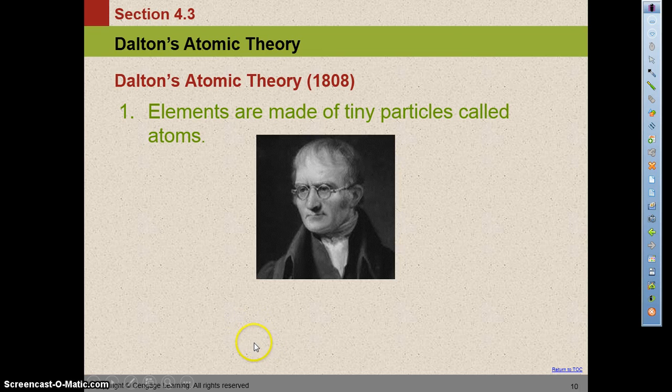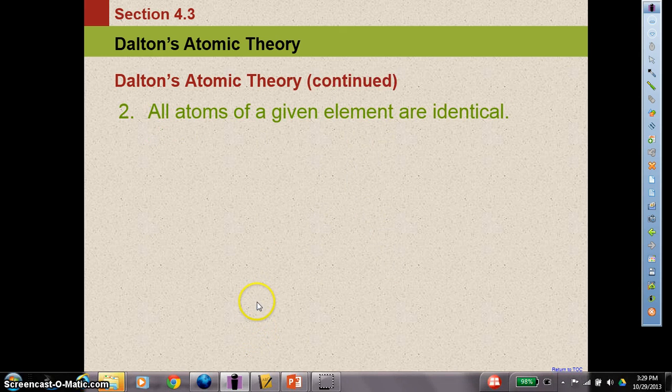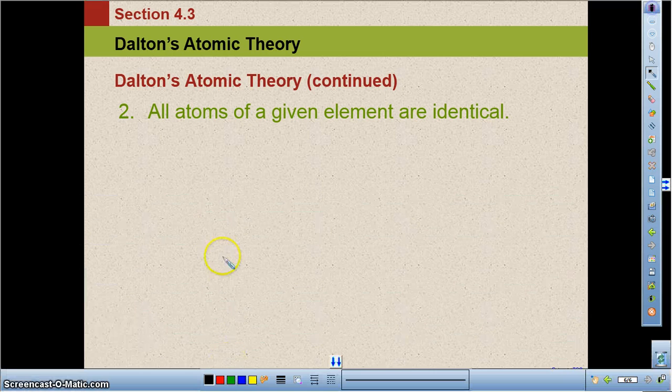The first one is that elements are made up of tiny particles called atoms, and we know that even today that's true. The periodic table is full of elements, and the smallest part of an element that can still retain the properties of that element is called an atom, and we learned that in the last chapter. Number 2 says that all atoms of a given element are identical. Now this used to be thought to be true.